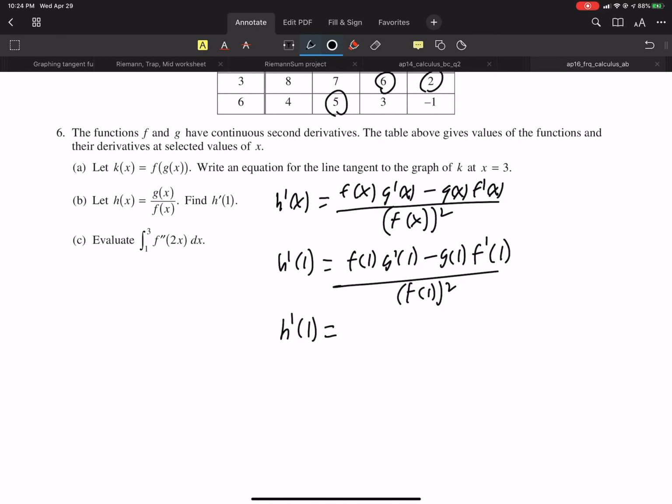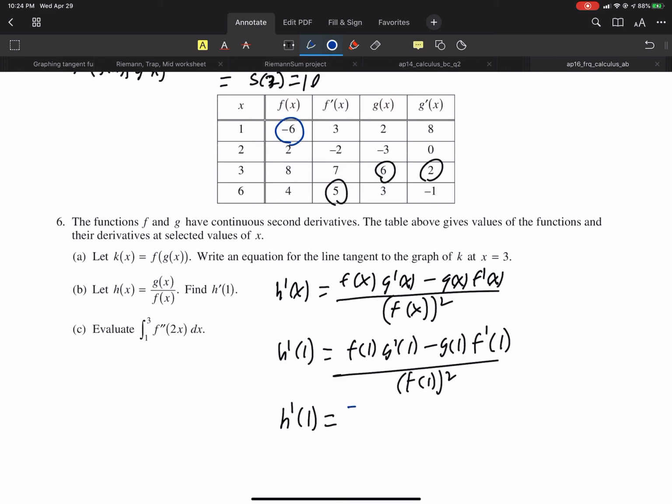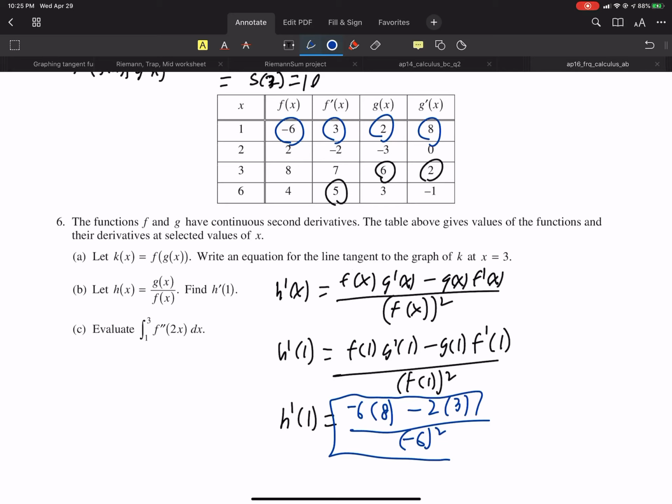Isn't this beautiful? F of 1, let's do it in blue. F of 1 is negative 6. G prime at 1 is 8. Minus g at 1, that's just 2. F prime at 1, that's 3. And f at 1 is negative 6. It's given. There is my answer. I am finished. That is all. You should never simplify it to this, but that is the simplified form.